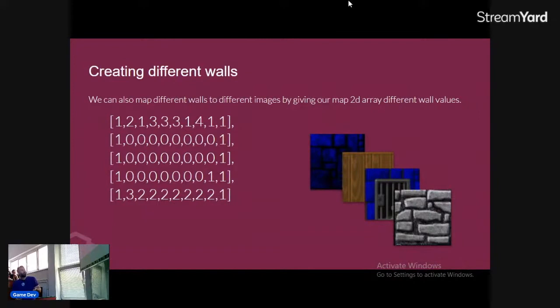Okay. Now, you're not limited to one wall, obviously. You have your 2D grid, and you can decide, all right, 1 is a blue wall, and 2 is a wood wall, and 3 is a jail cell, and so on, so on, so on. Okay, so it's just the image that you're sampling and the column that you're taking.